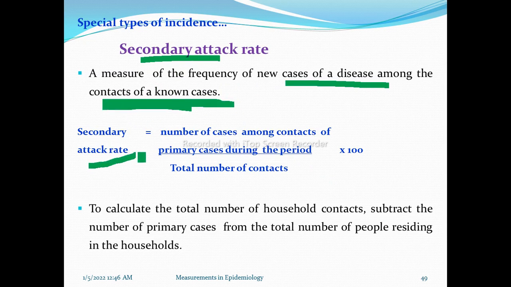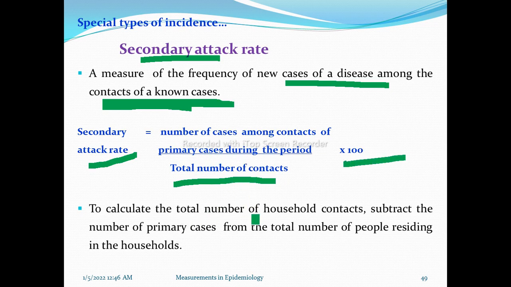So secondary attack rate is equal to the number of cases among contacts of the primary case during the period, over the total number of contacts. So we will identify the number of cases that developed through contact with the primary case or index case, divided by the total number of contacts, times 100 or 1000.